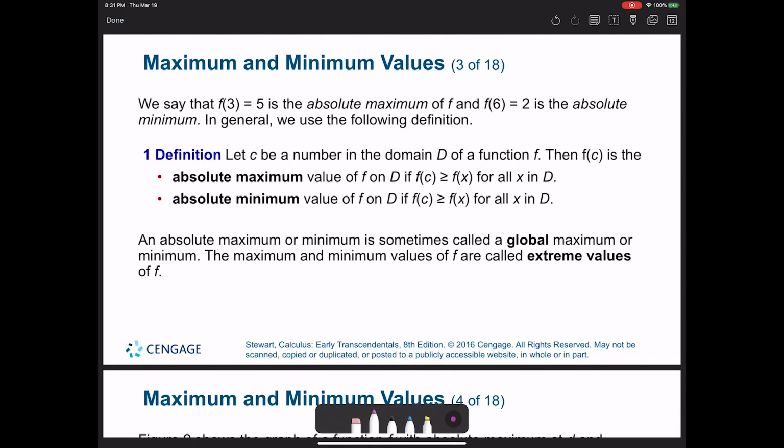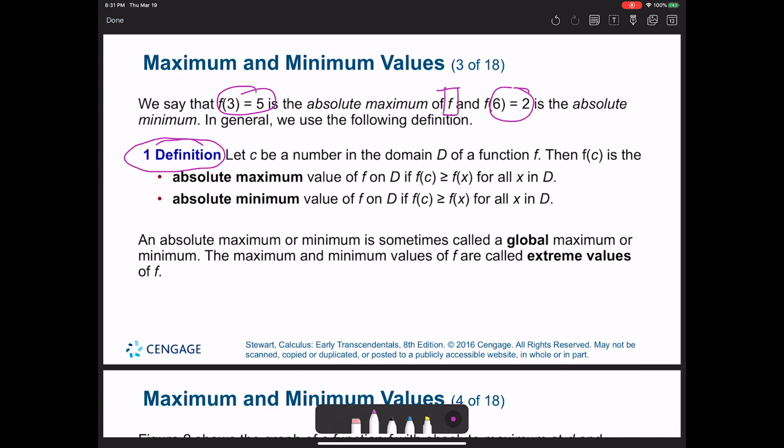We say that f of 3 equals 5. We say that that y value is an absolute maximum of f. So f is the name of our function. It's the title of the graph, so to speak. It's not a specific value. It's the whole thing. So the absolute maximum, the largest y value, is 5. We just talked about that. And 2 is the smallest one. And we call them absolute maximums and minimums because that brings us into this definition.